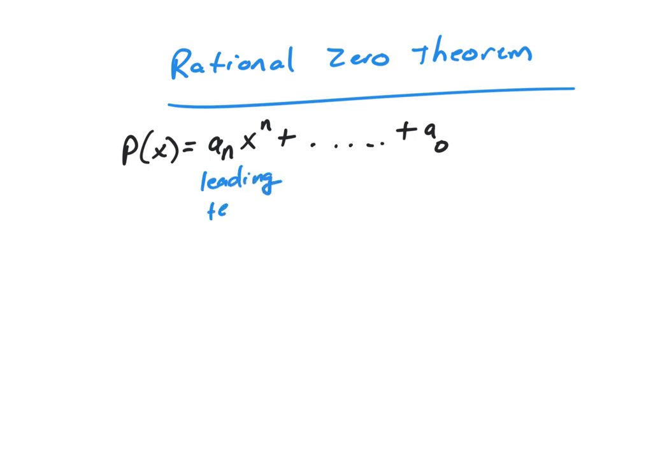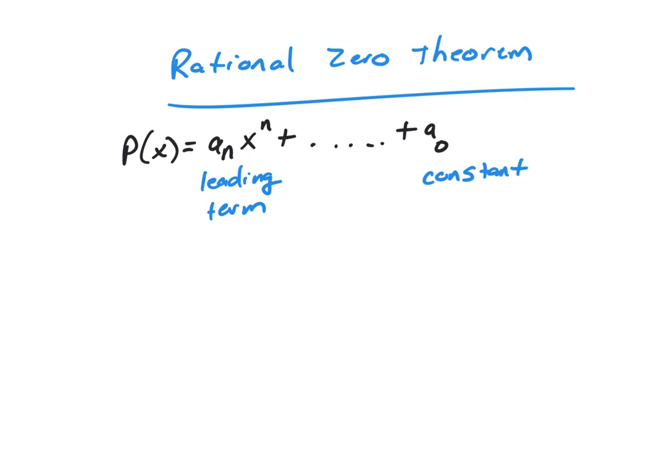The only two things that we are going to pay attention to here is the leading term and the constant. The leading term is the term at the very beginning, the one that has the highest degree. The constant is the number at the end that does not have a variable attached to it. I don't care about all the stuff in the middle.